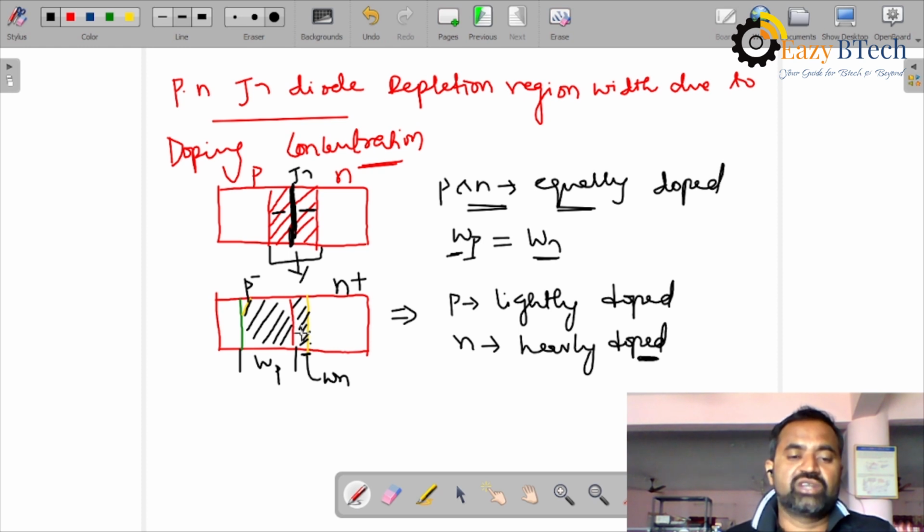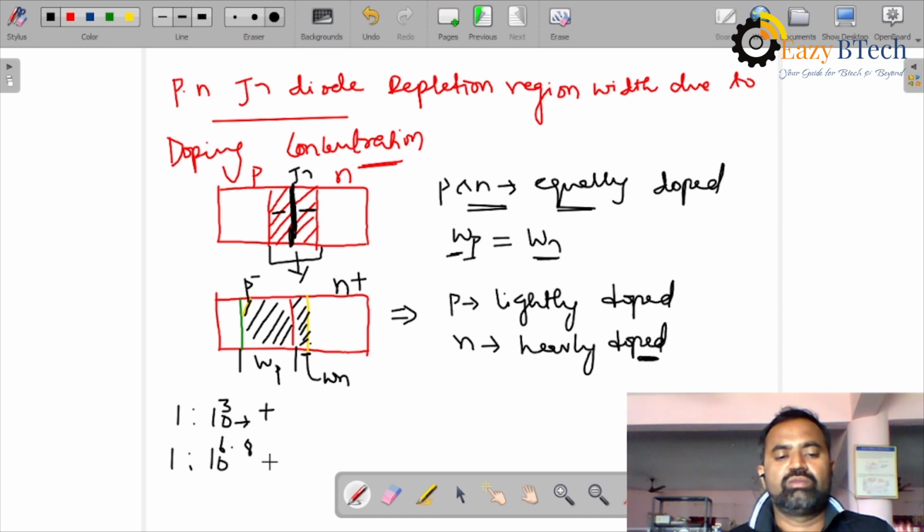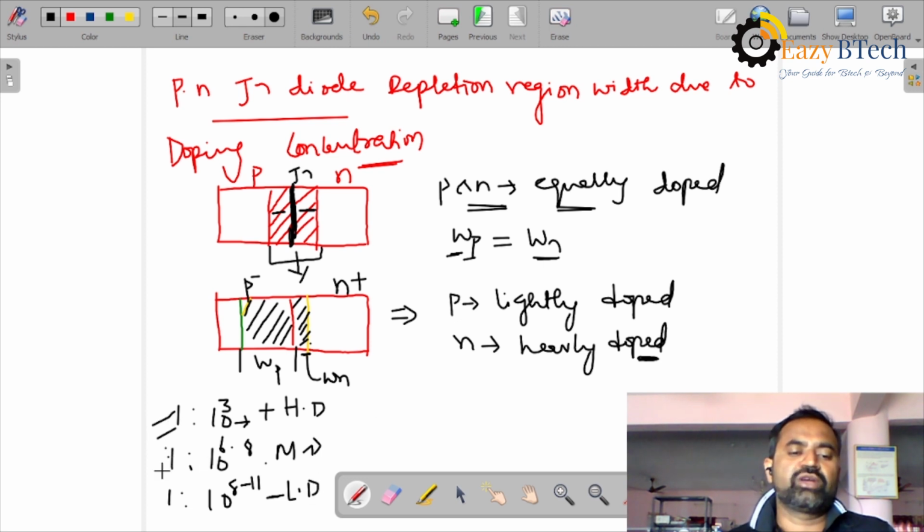The width expansion is inversely proportional to the doping concentration. Already in the last class we studied what is the doping concentration. One impurity part in 10 power 3 is heavily doped, one impurity atom in 10 power 6 to 8 is moderate, one impurity atom in 10 power 8 to 11 is lightly doped. Depending upon this doping concentration, the width expansion of the depletion region may take place.